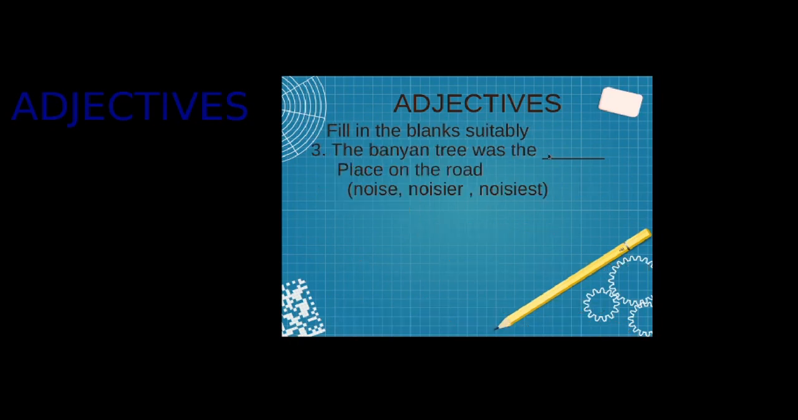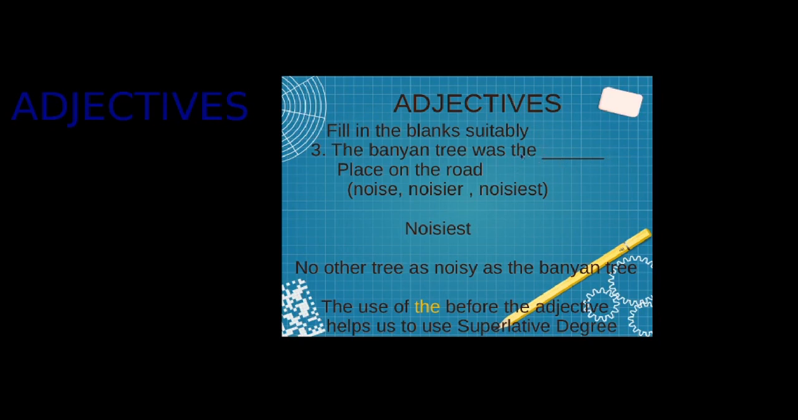The banyan tree was the dash place on the road. Noise, noisier, noisiest. Yes, what was your answer? Noisiest. Why? Because no other tree is as noisy as the banyan tree. And this banyan tree is compared with all the other trees on the road. And the use of the before the superlative helped us to use the superlative.